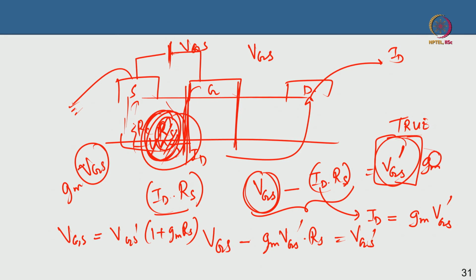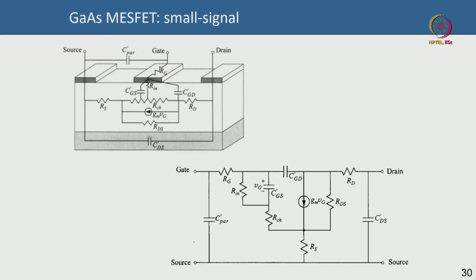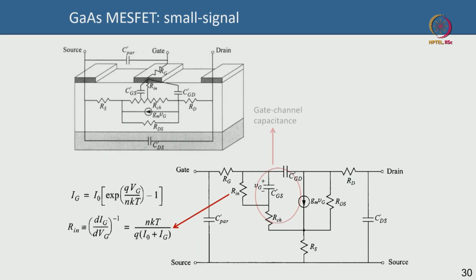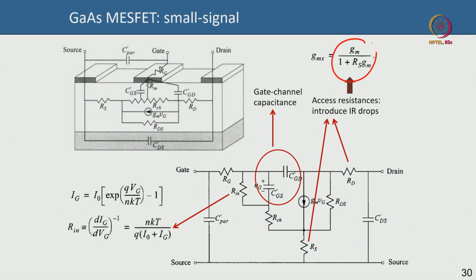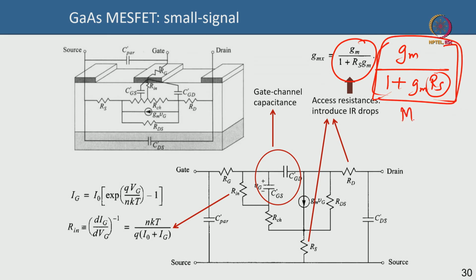So from there you find that this extra factor comes in. Your actual GM, the intrinsic one, which should have been the true GM, is divided by 1 plus GM into RS. So the source excess resistance lowers the total measured transconductance, the actual transconductance that you will get in your device, which is lower than the intrinsic transconductance.